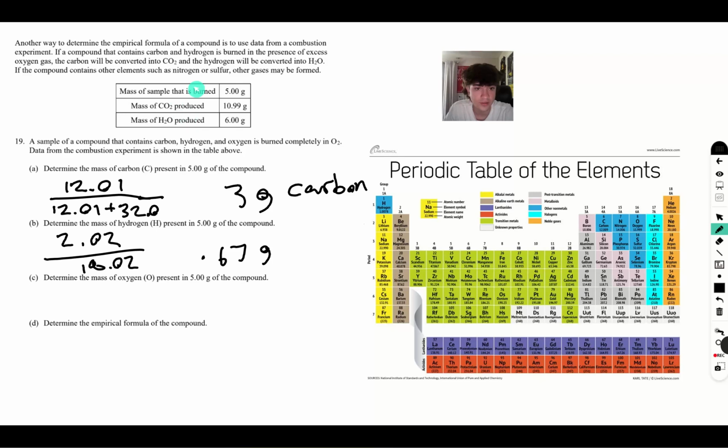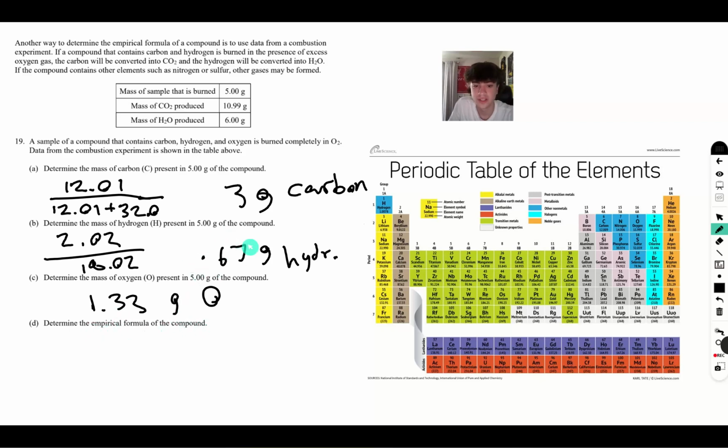Now it says determine the mass of oxygen present in 5 grams of the compound. So we know that the compound is going to be 5 grams, as we can see here, but only 3.67 grams are carbon or hydrogen, meaning that the rest is going to have to be oxygen. So we get 5 minus 3 minus 0.67 gives us roughly 1.33 grams of oxygen.